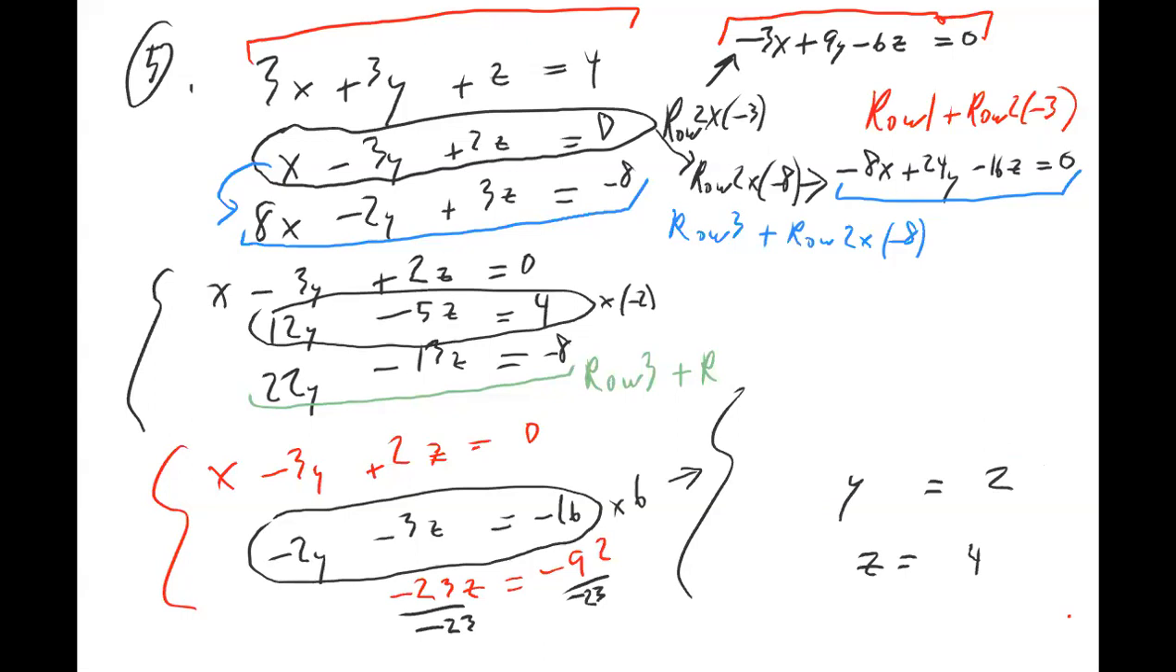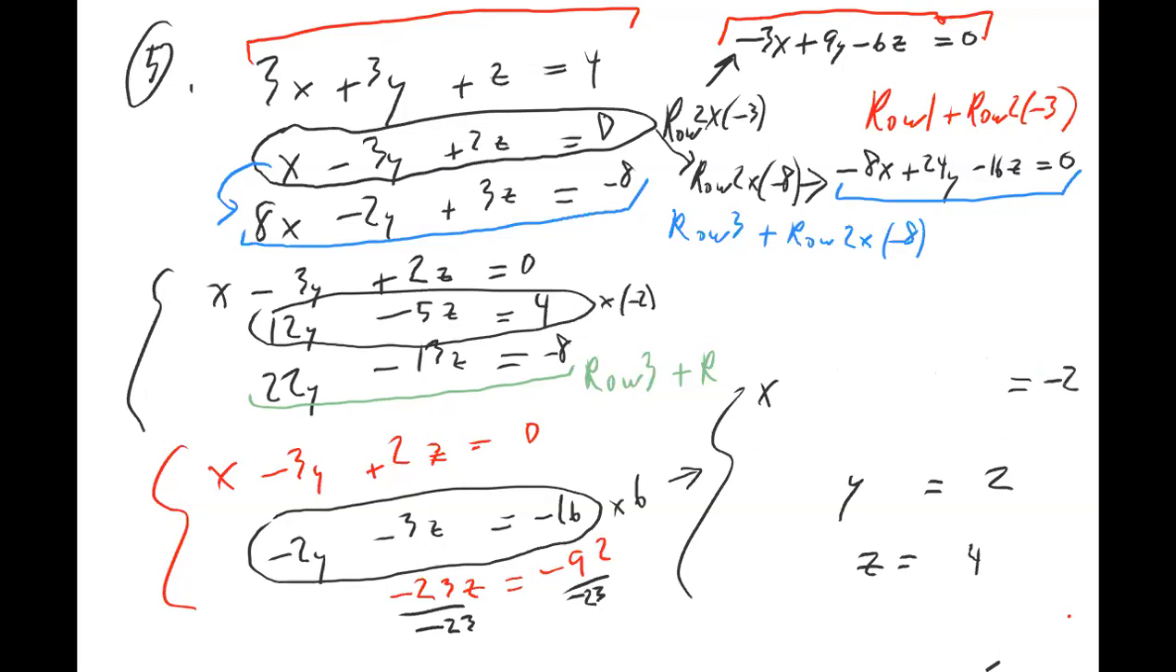Now we'll do the same thing with the top equation. The top equation says x minus 3y plus 2z equals 0, and now we know y is 2 and z is 4. Let's simplify that. Negative 3 times 2 is just negative 6, and 2 times 4 is just 8. Negative 6 plus 8 is just positive 2. But a positive 2 on the left side becomes a negative 2 on the right side. So if I move that over, I get x equals negative 2.